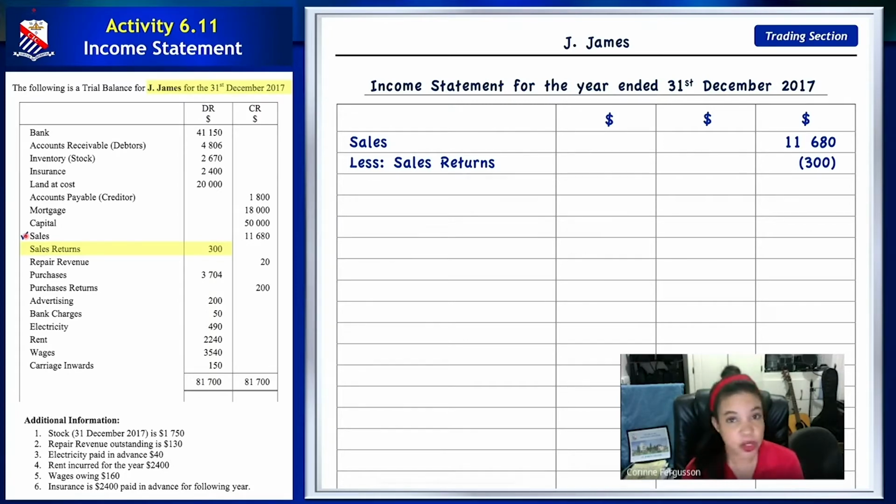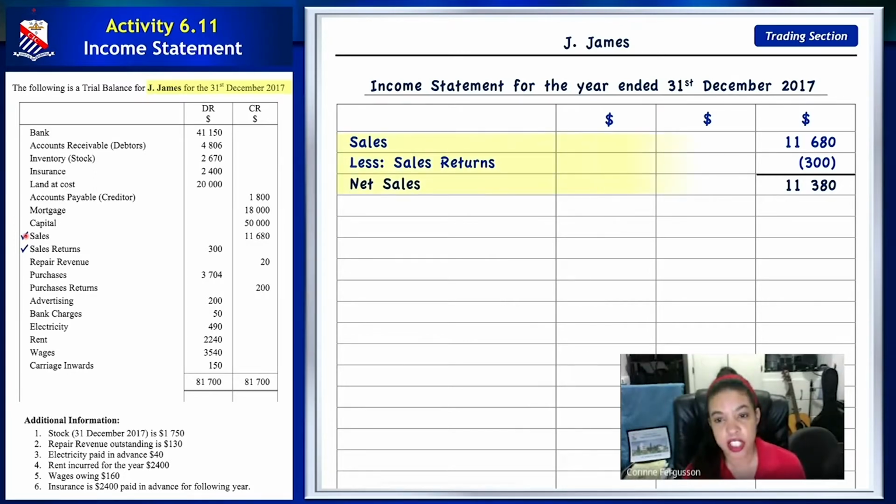That's the first two things, and it's the only two things in the first part of your income statement. So it's very, very easy. Sales less sales returns. And that is the first calculation that you would do. And 11,680 less the 300 will give you your net sales of 11,380.